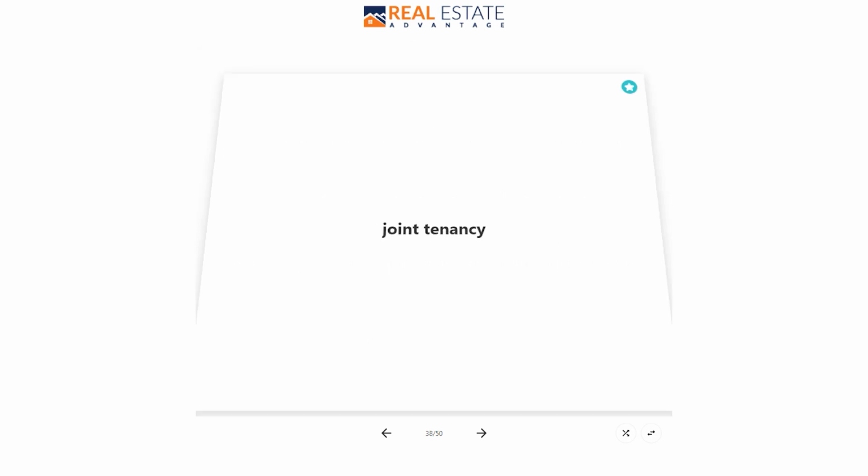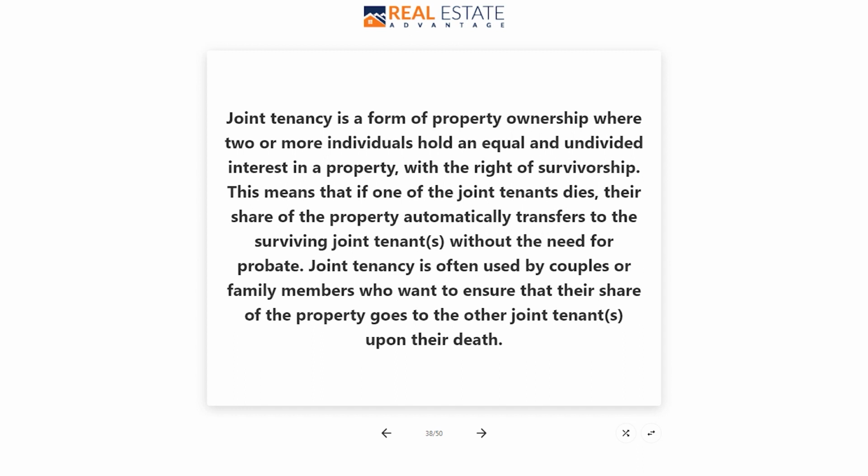Joint tenancy. Joint tenancy is a form of property ownership where two or more individuals hold an equal and undivided interest in a property with the right of survivorship. This means that if one of the joint tenants dies, their share of the property automatically transfers to the surviving joint tenants without the need for probate. Joint tenancy is often used by couples or family members who want to ensure that their share of the property goes to the other joint tenants upon their death.